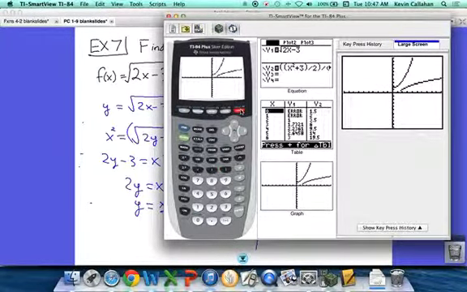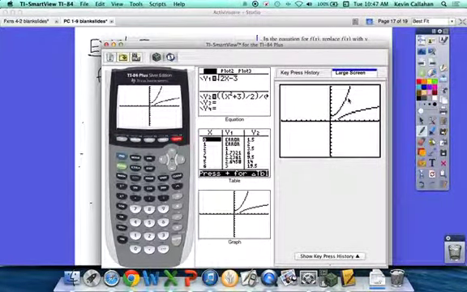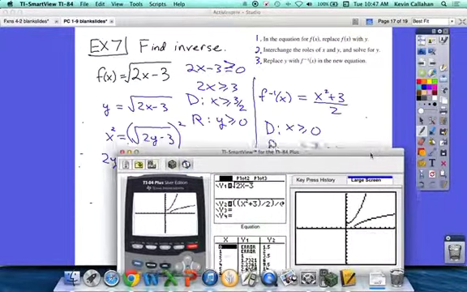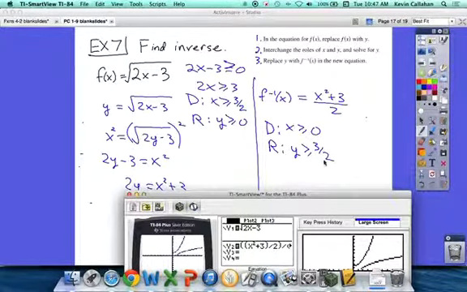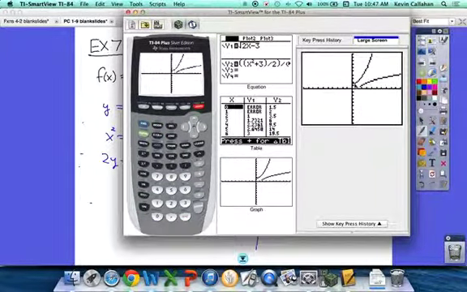And you see, it's limiting it. The domain is starting here and going to the right. The range, what did we say for the range? Greater than or equal to 3/2? That looks about right. Right, that looks like it's starting at about y equals 3/2.